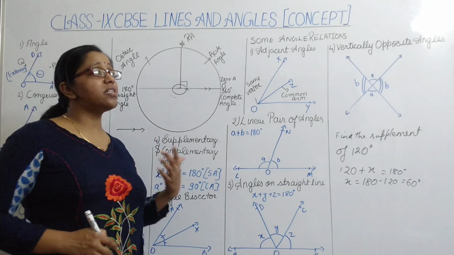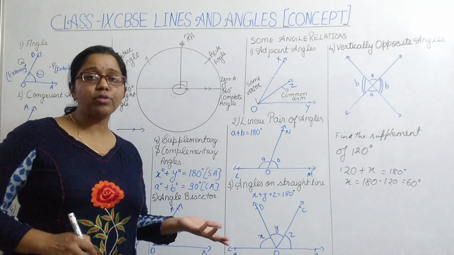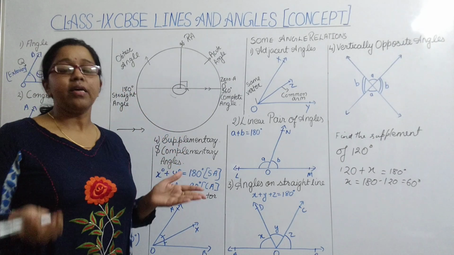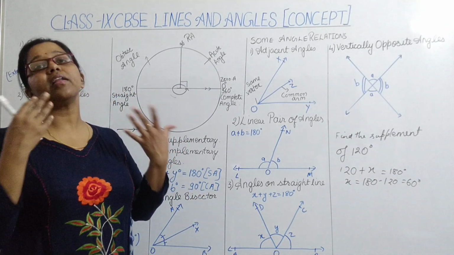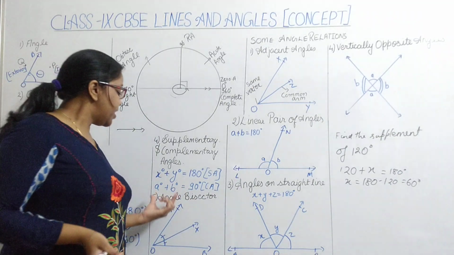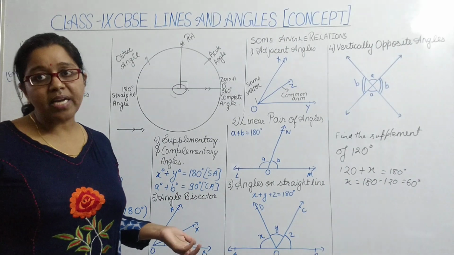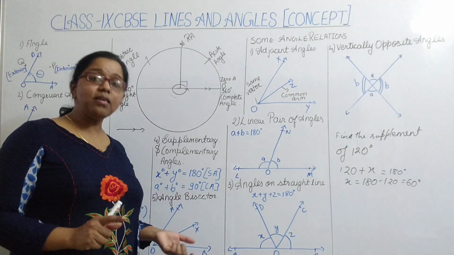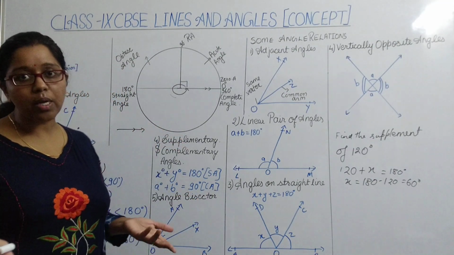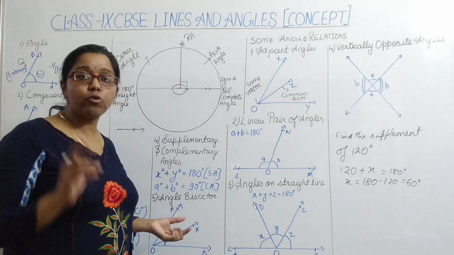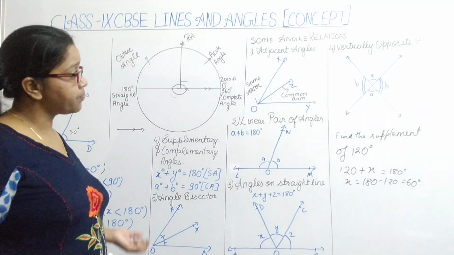If you are asked about the word bisector, a bisector is always dividing into two equal parts. If it is a line bisector, it divides a line into two equal parts. If it is an angle bisector, it is again dividing into two equal parts, so as it is an angle, it divides an angle into two equal parts. That is why the angle bisector means dividing the angle into two equal parts.